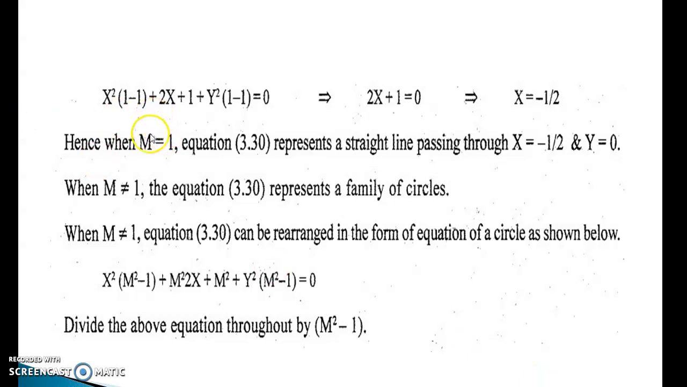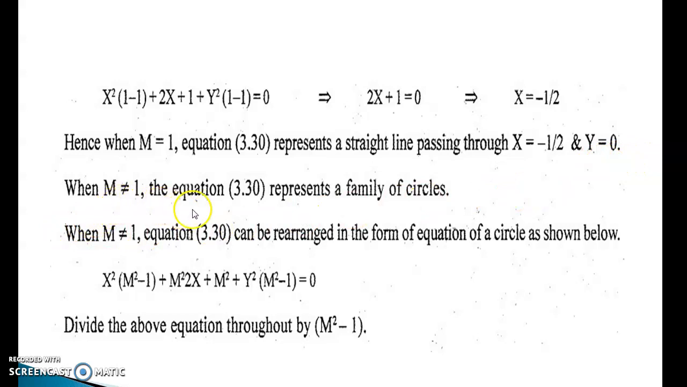x square into (1 minus 1) plus 2x plus 1 plus y square into (1 minus 1) is equal to 0. 2x plus 1 is equal to 0. That implies x is equal to minus half. When m is equal to 1, the equation represents a straight line passing through x is equal to minus half and y is equal to 0.